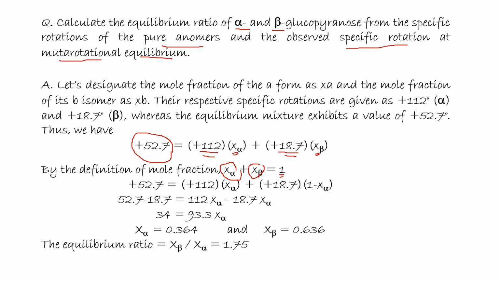Solving these equations, the mole fraction of alpha will be 0.364 and the mole fraction of beta will be one minus this value, so it comes out to be 0.636. At equilibrium, the equilibrium ratio of beta to alpha will be 1.75.